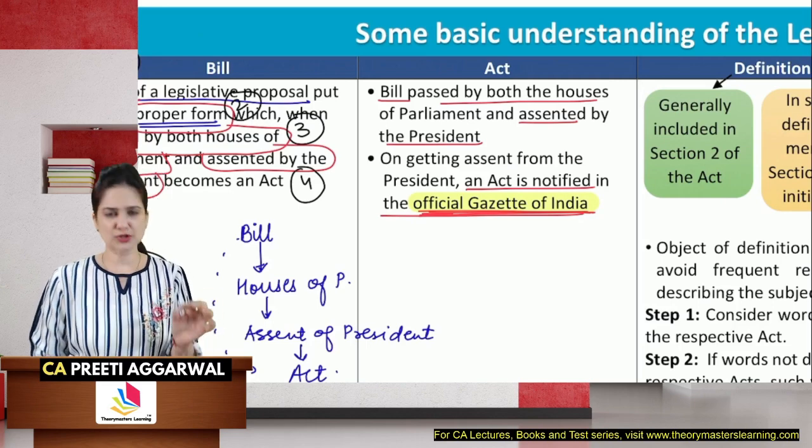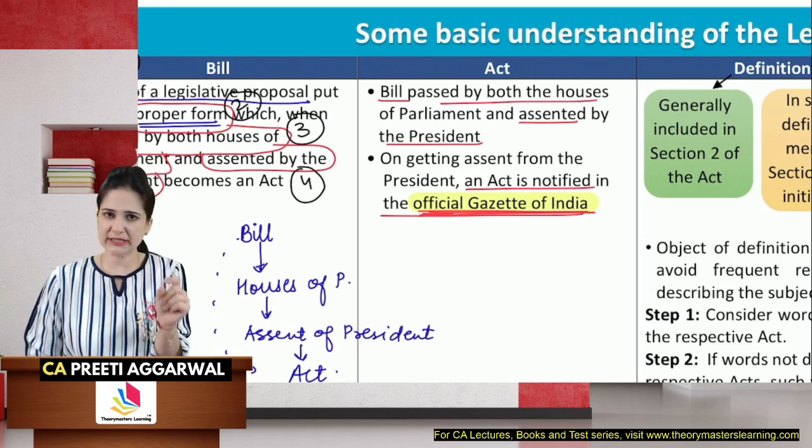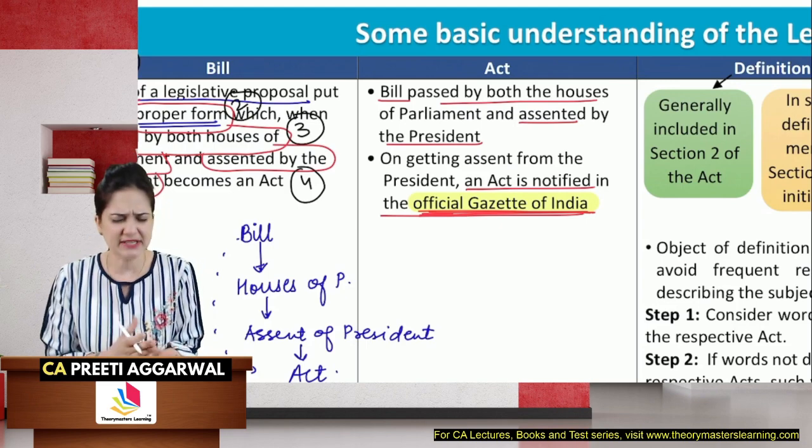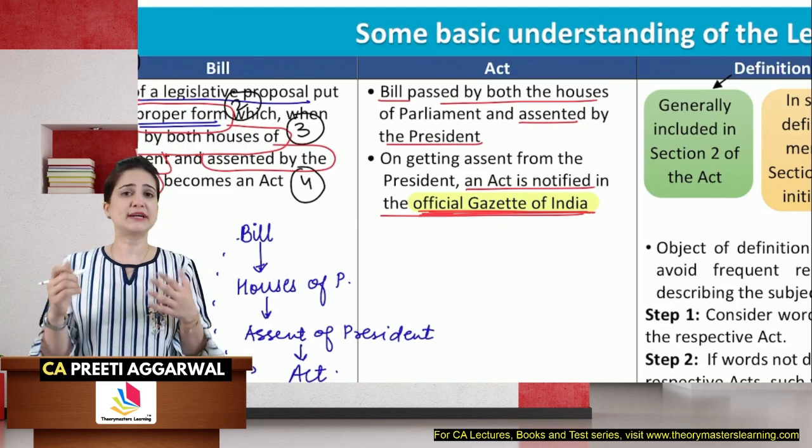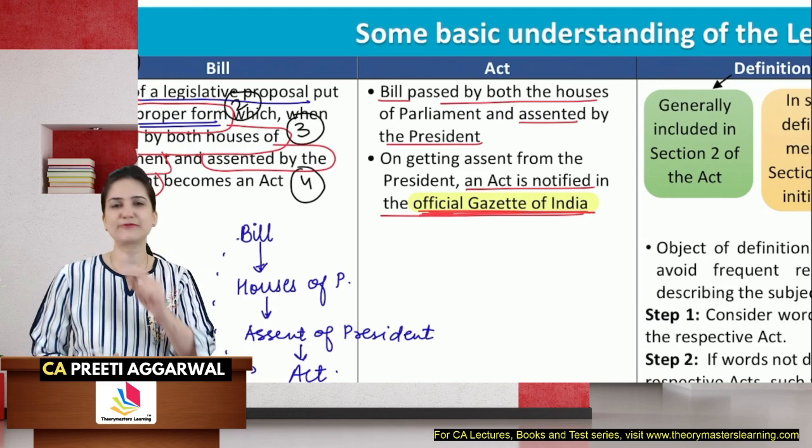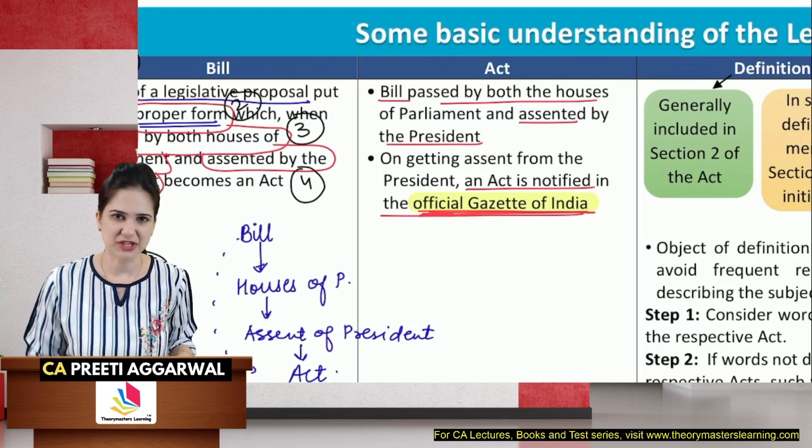The act comes into force on the date mentioned in the act, or the date it receives the assent of the president. But if you have the date on which it is notified in the official gazette, then the act will come into force on the date it is notified in the official gazette.